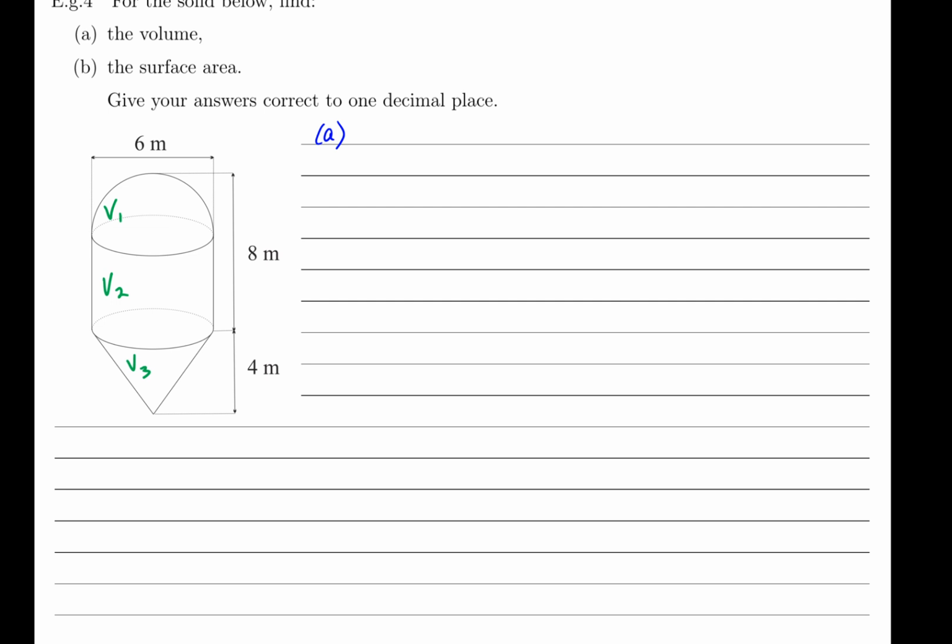So first of all, for V1, that is half of a sphere, so that's a half of 4/3 pi r cubed. Going over to the diagram here, obviously this whole length across is 6, so the radius is going to be 3 meters.